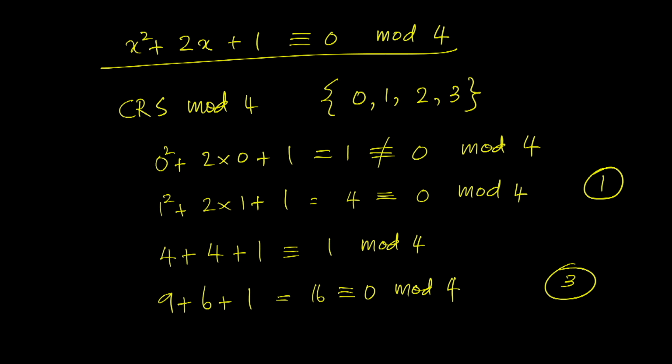Why? What we have seen earlier, if in any complete residue system modulo 4, there will be exactly 2 members that are solutions for this quadratic congruence. Those 2 solutions would be congruent to 1 and 3 respectively modulo 4.